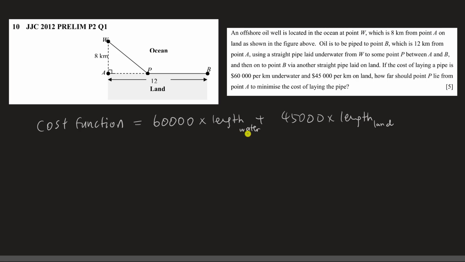So if only we can make this a variable, right? Length of water, and make this a variable, right? Length of land. Let's go ahead and do that. Up to you, you can choose the length of land to be a variable. For example, this will be x. All you need to do is make this in terms of x, which is in fact not too difficult, because if this is x, this would be 12 minus x.